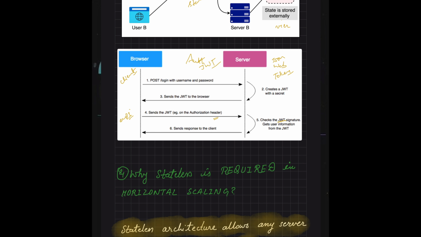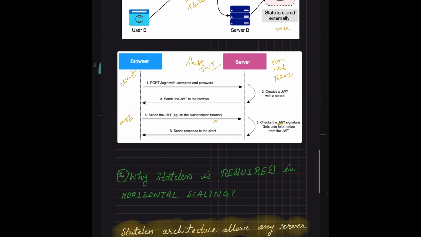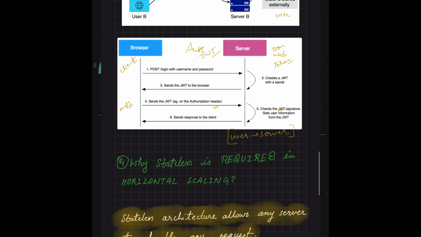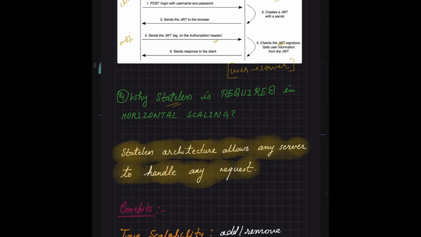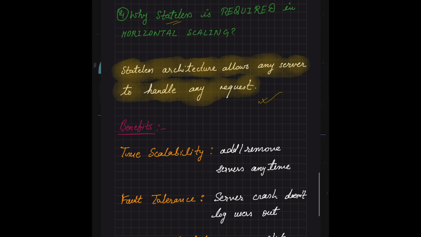So now we know why we need this stateless architecture, because we don't want to bind a user with a particular server. We could have multiple servers, and each server should be responsible for handling any kind of request, so that we can scale our system very easily. We don't want to bind a user with servers. This is why we need a stateless architecture. Stateless architecture allows any server to handle any request. There are lots of benefits.